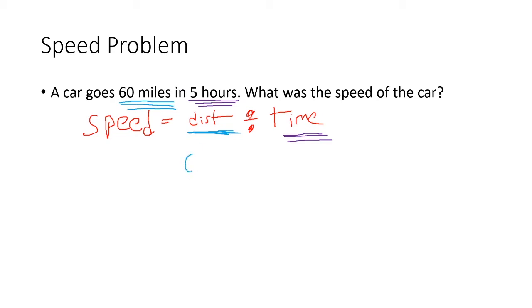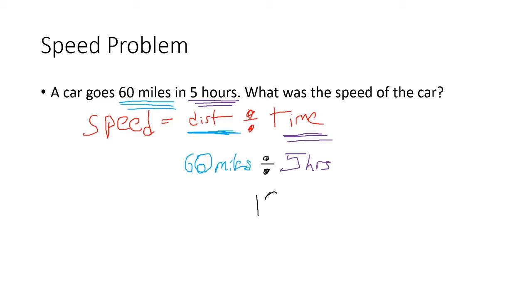So it will be 60 miles divided by 5 hours. At this point, you can honestly just take a calculator and plug all of this in. If you were to take your 60 miles divided by 5 hours, the answer you're going to get is 12.